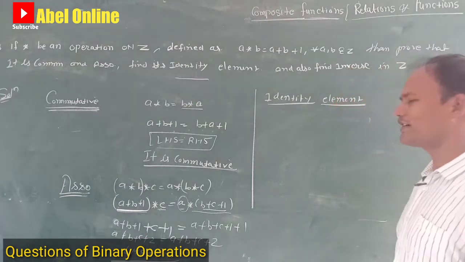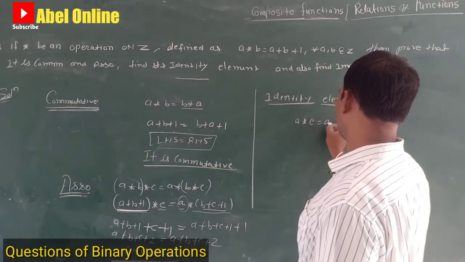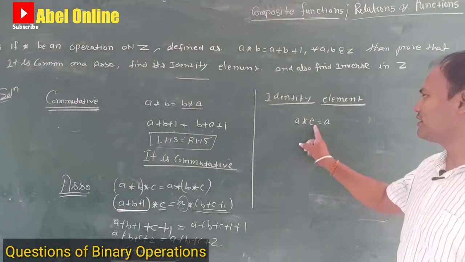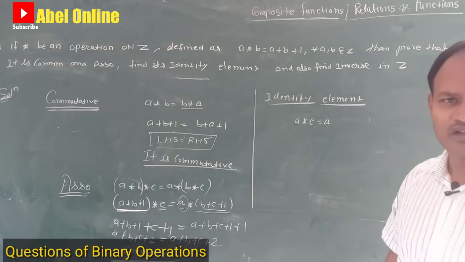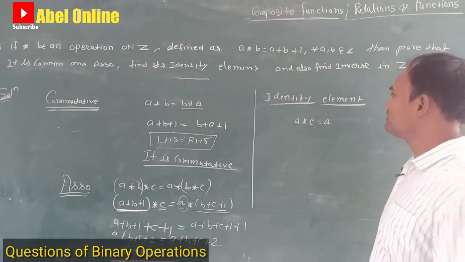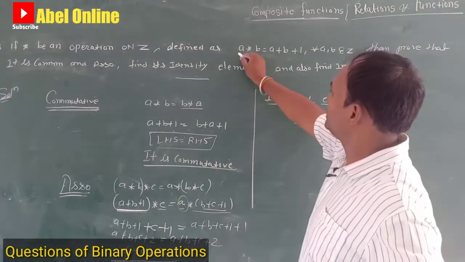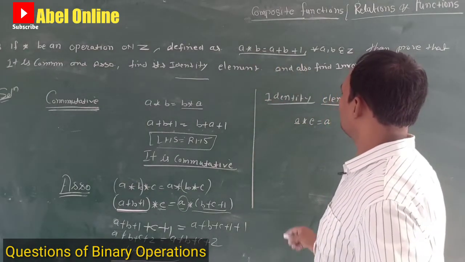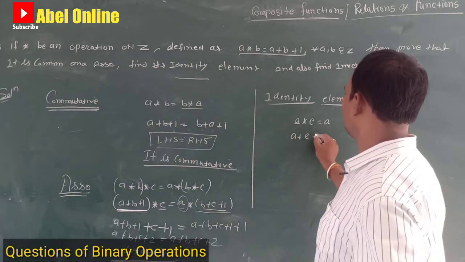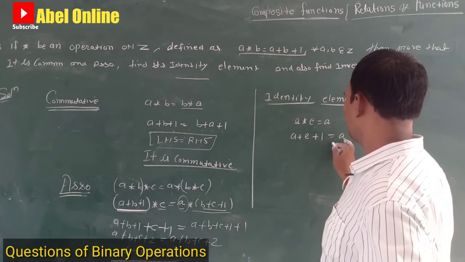Okay, if you know what the identity element is, you know very well that A star E equals A, so E is the identity. Maybe use E star A equals A; it depends on you, whichever part you like to take. Here, A star B is A plus B plus 1, so A star E equals A means A plus E plus 1 equals A. So A is cancelled by A.